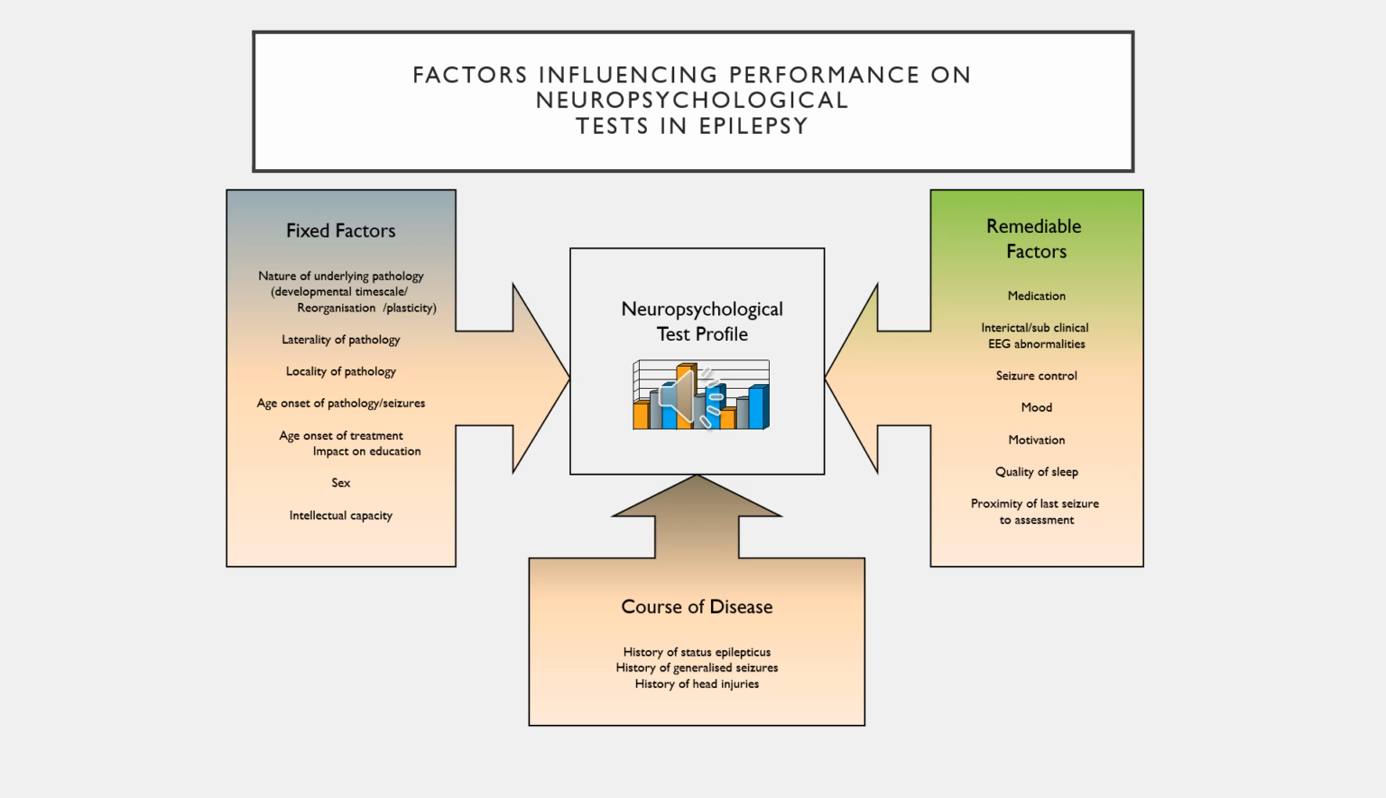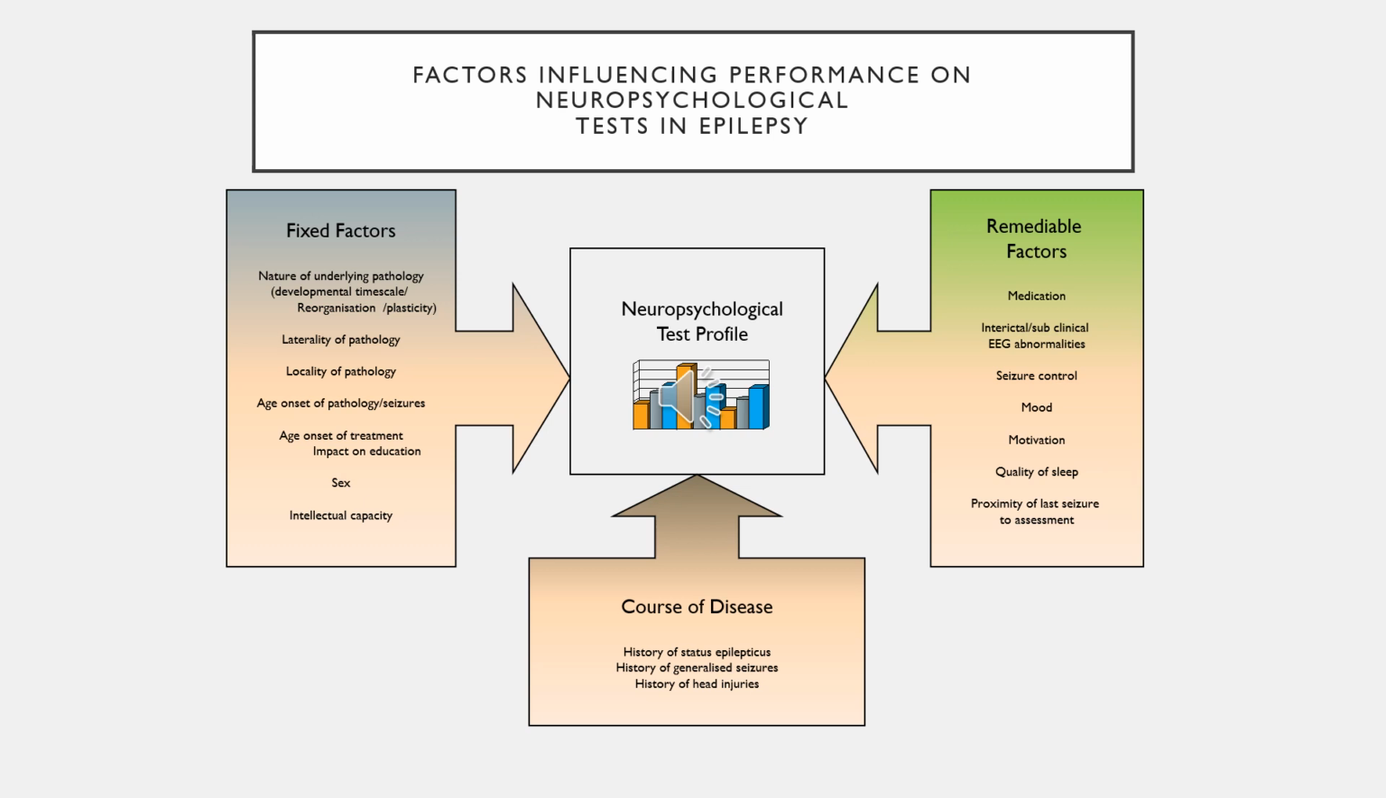Did normal function develop and then the pathology came along? Or was the pathology there right from the beginning and normal function had to rearrange itself around that pathology? So we're interested in the neurodevelopmental context of any underlying pathology associated with seizures. And then we're also interested in where that pathology is, which side of the brain it is, and whereabouts it is, which lobe of the brain it's in, because that tells us a little bit about the functions that it will be disrupting.